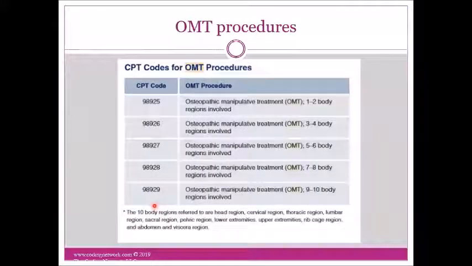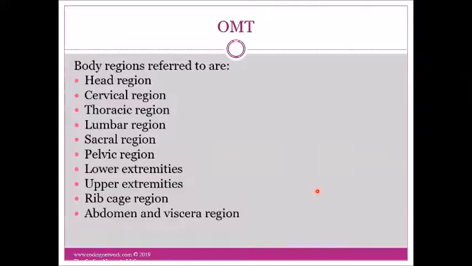And then, of course, just a review of your OMT procedures, and they're based on the body regions involved, from 1 to 2 all the way up to 9 to 10. And then, of course, the body regions referred to, everywhere from the head, cervical, thoracic, etc. Keeping in mind that the lower extremities is one region, and the upper extremities is considered one region.